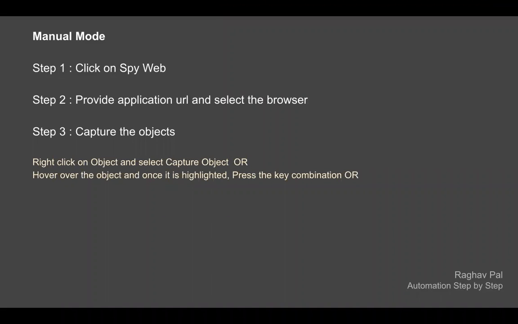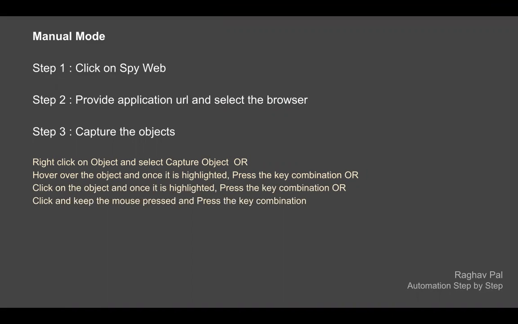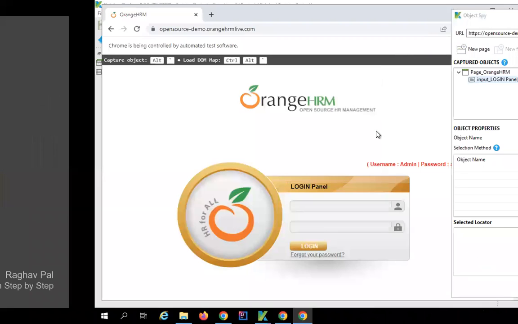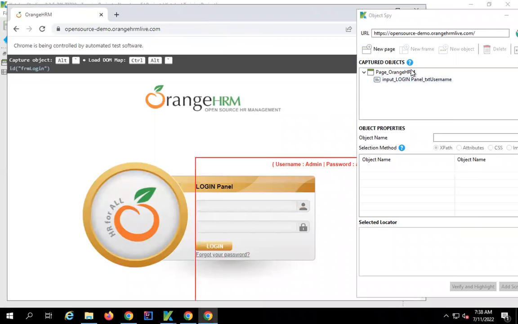Okay, so these are the ways we can capture the objects: by doing a right click and then selecting capture object, or we can hover over the object and once it is highlighted, we can press the key combination, or we can click on the object once it is highlighted and then press the key combination, or we can click and keep the mouse pressed on the object and then press the key combination. So any of these will work. The easiest and most straightforward way is you just do a right click on the object and then select capture object. So we have done that, and now the object is captured.